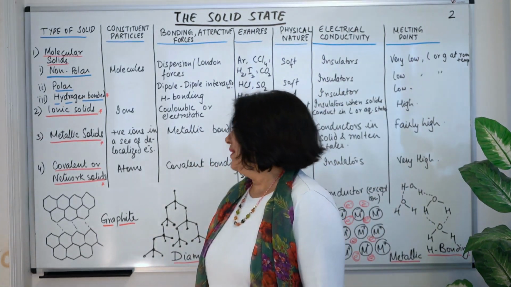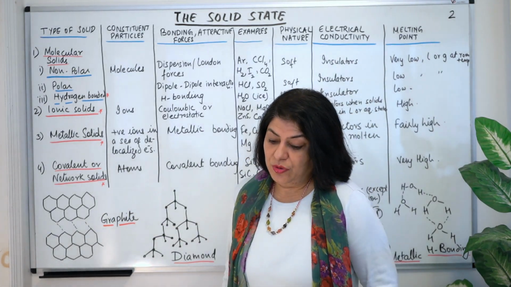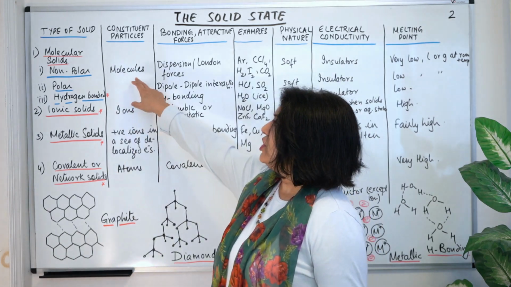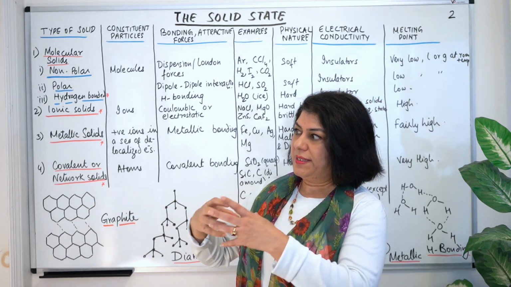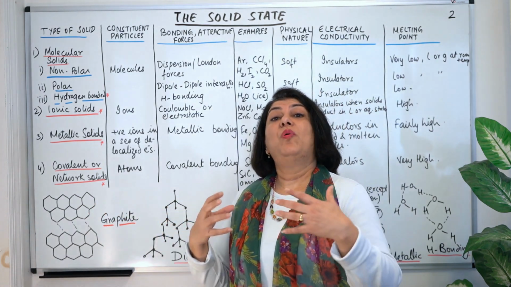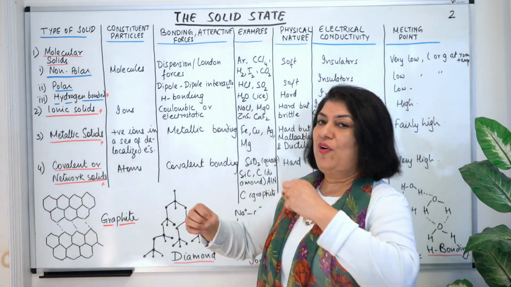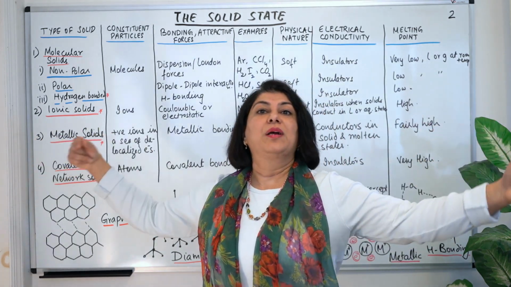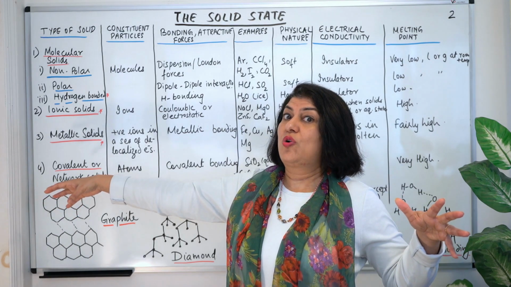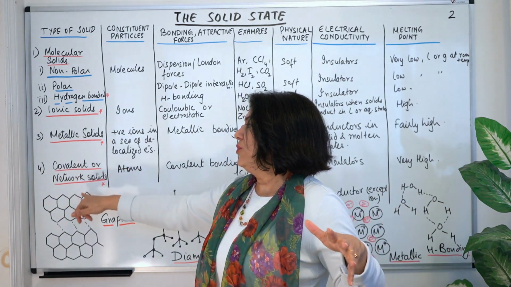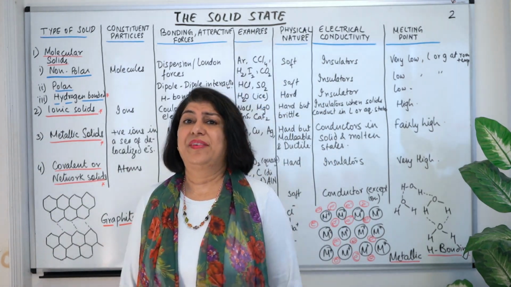The fourth and last category of solids is the covalent or network solids. Now, these are solids which are kind of molecules, but these molecules are attached to each other by bonds which form networks. So the molecules form a web or a network of chemical bonds. Such a network of covalent bonds, such solids are known as covalent or network solids. Examples: diamond and graphite.